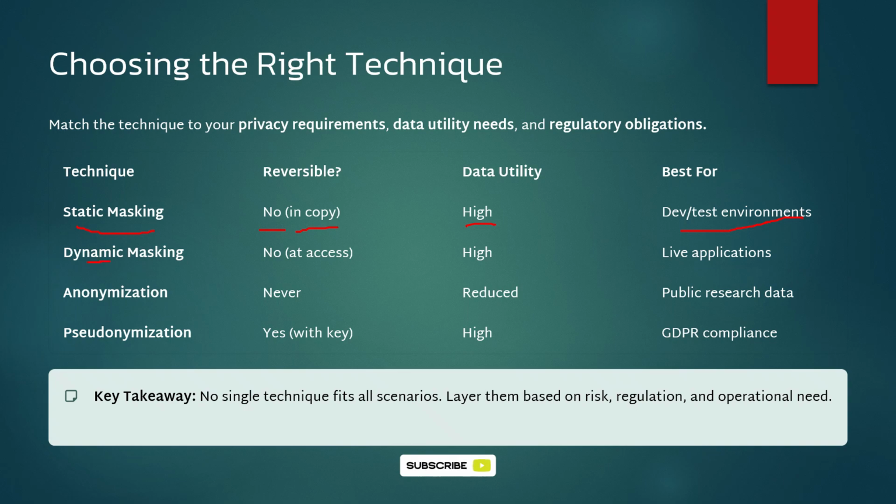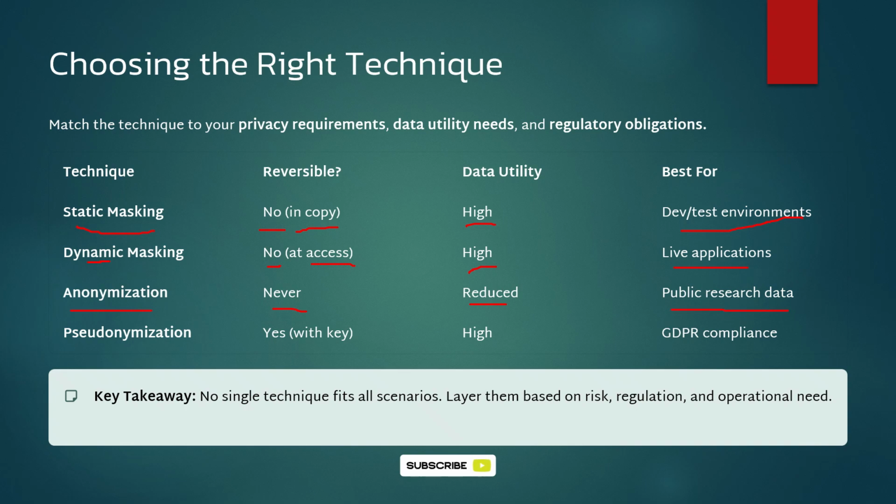Dynamic masking is applied at access, as we discussed in the bank example a few minutes ago. That is again not reversible. Data utility is high and that is in the live application. Anonymization is never reversible, as we discussed with the 10 people having their own different percentages. The data utility is reduced, but that is for public research data.